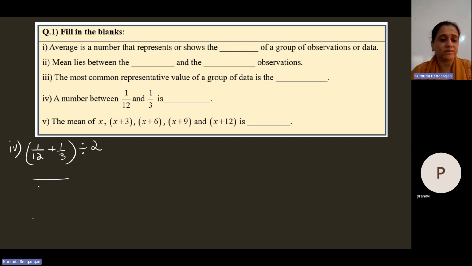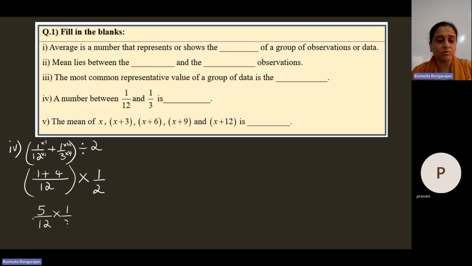So I do it like this. 12 is a common denominator. 1 plus, there will be into 4 into 4, into 1 into 1. So 1 plus 4. And what happens to division? Division becomes multiplication, and take the reciprocal of 2, 1 by 2. So 1 plus 4 is 5, 5 by 12 into 1 by 2, which is 5 by 24.